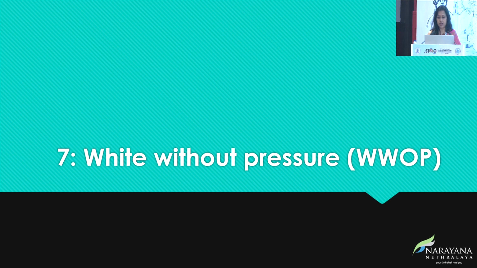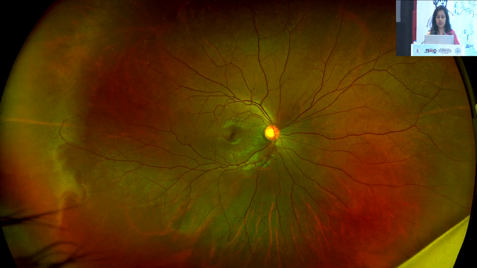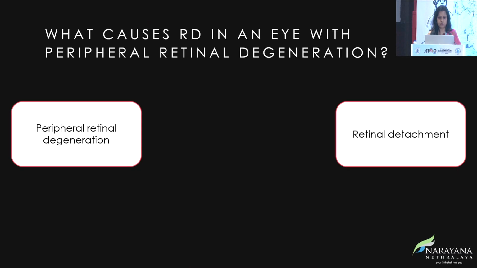White without pressure, as the name suggests, appears white even without causing the indentation. Normally with indentation you see it, but here you can see very clearly the white without pressure. Very rarely is it associated with GRTs or giant retinal tears, so you may need to keep a close watch on them, especially post-operatively.